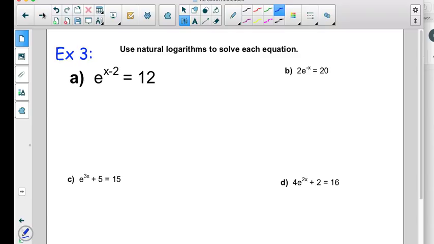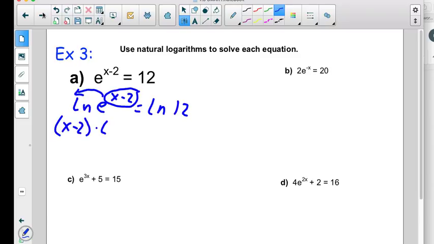If we have e to the x minus 2 equal to 12, are we able to get a common base between e and 12? No, so we have to use logs. Which log do you think we're going to use? Natural log. So let's take the natural log of both sides. Now that we have a log, what can I do with the exponent? I can put it out front. So it's going to be x minus 2 times the natural log of e equals the natural log of 12.